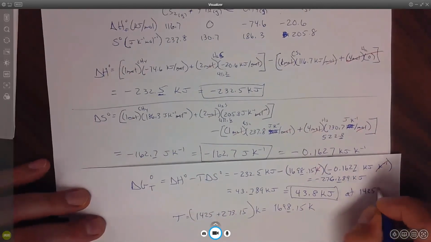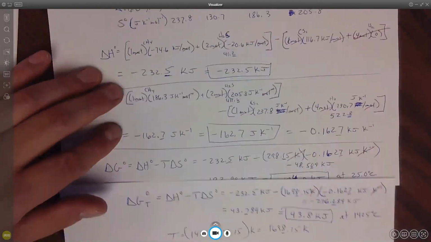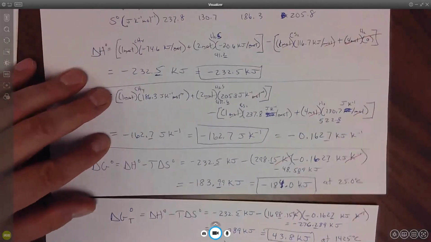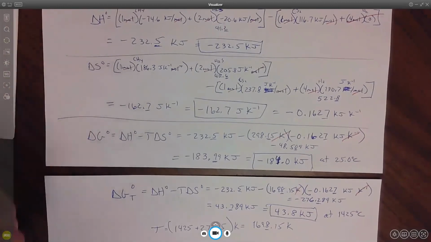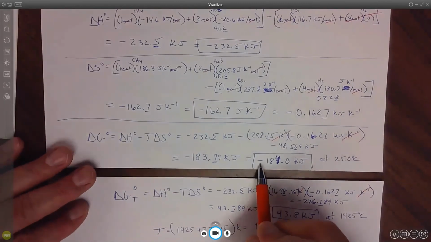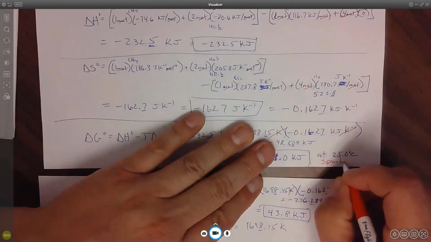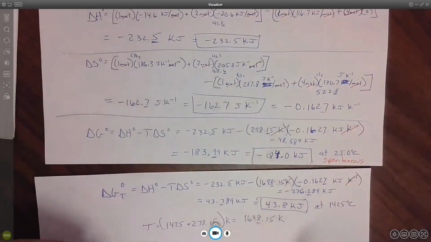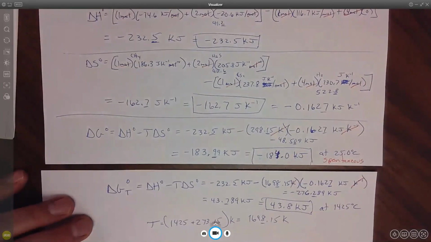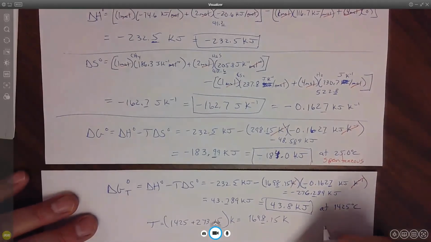Okay, so what can you tell me about this reaction at 25 degrees Celsius? Is it spontaneous or non-spontaneous? It is spontaneous. Yeah, right. We have a negative free energy change, so it's spontaneous at this temperature. And what about at 1,425? Is it spontaneous or non-spontaneous? Non-spontaneous.